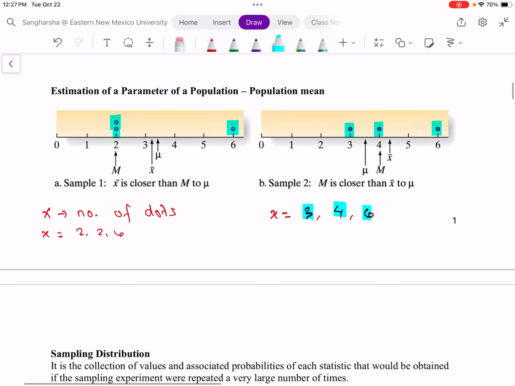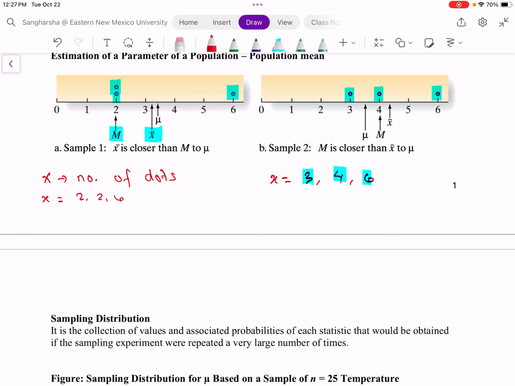Now for each sample we calculate the median and x bar. For the first sample, we have 2, 2, 6. What will be our median? 2, right? The middle value is 2. And what is our x bar? How do we find x bar? 2 plus 2 plus 6 divided by 3, right? That's 10 divided by 3, which is 3.3.